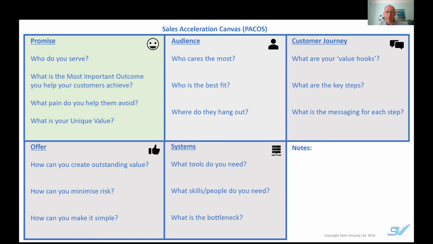And again, best fit might relate to, if you're selling an IT product, does their existing IT environment, is it easy for you to bring your technology into their current environment? So that's another example of best fit. And where do they hang out? Because at the end of the day, the value hook that you're going to use, you've got to, if you like, dangle that hook in the right place. So you've got to figure out where your target audience hangs out. You know, are they on LinkedIn?